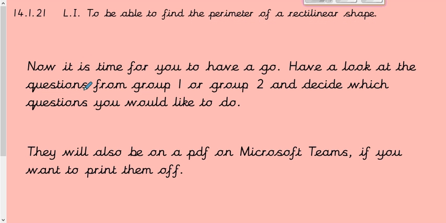Okay, so now it's your independent learning task. There are questions on the video for you to do today. As usual, they are also on Microsoft Teams as a PDF if you would rather print them off. There are questions from group 1 and group 2, so decide which group you'd like to do, or have a go at group 1, and then if you feel really confident, move on to group 2. It's up to you. Spend about 20 minutes doing them. Don't spend any more than 20 minutes because that's how long we kind of were spending a lesson going through it. And see how you get on.